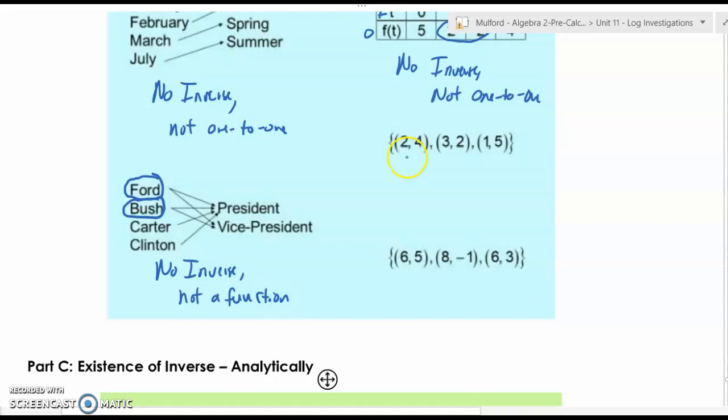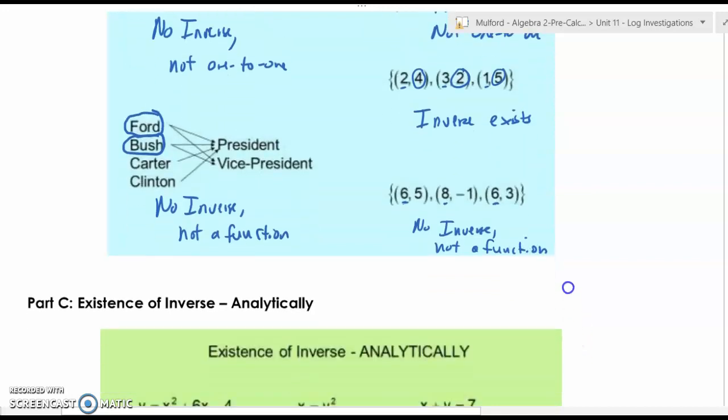And with points, we're doing the same kind of thing. I'm looking for my inputs. I've got a 2, a 3, and a 1 with predictable outputs. We're okay. If I go with my outputs of 4, 2, and 5, again, predictable, no repeats. So the inverse exists. And for this diagram here, I'm sorry, collection of points, we have an input of 6, an 8, and then a 6 again with a different output. So this one has no inverse because it's not a function. It's got to be a function and also be 1 to 1.